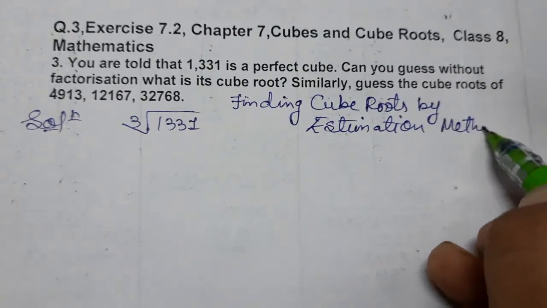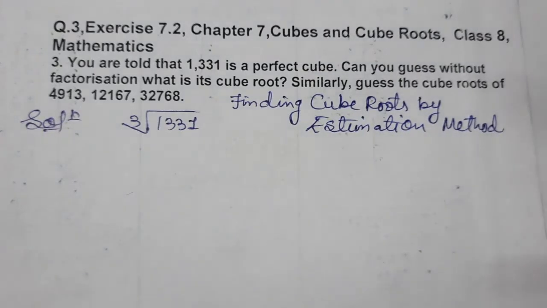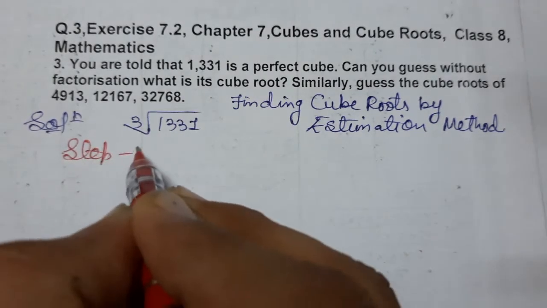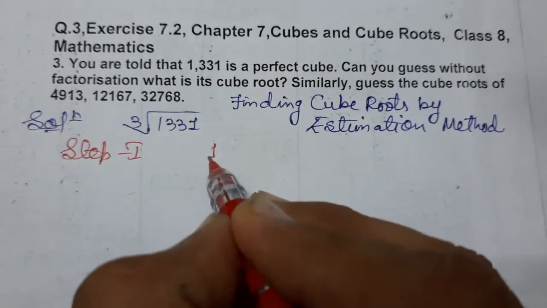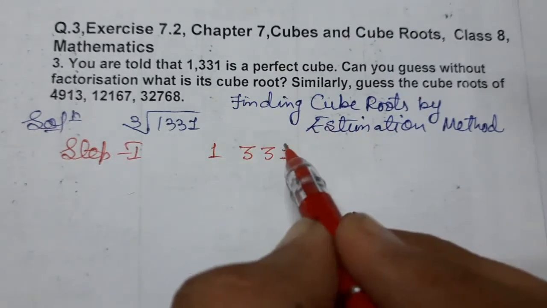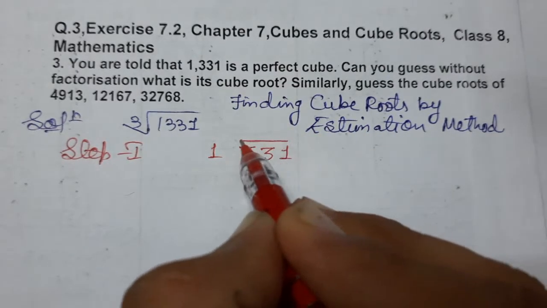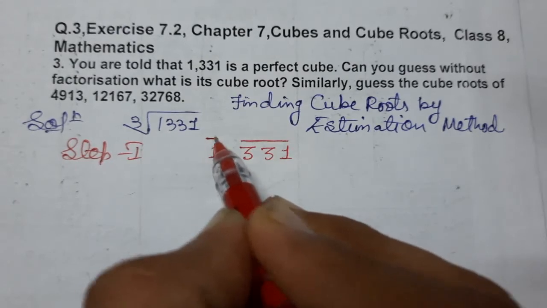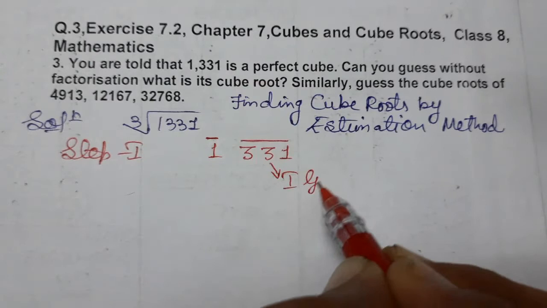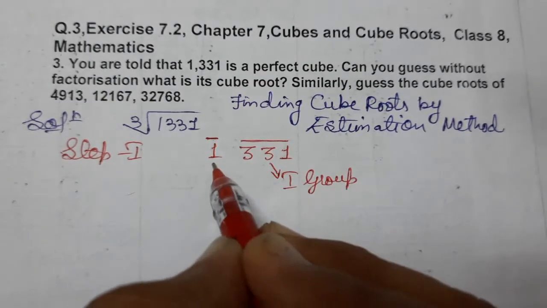So we know that in the estimation method, we have to take the pairs. First of all, there are 3 steps involved in it. Let's start. 1, 3, 3, 1. Step 1. We have to make the group of 3 starting from the ones place. So this is the first group, and this is the second group. There are 2 groups.